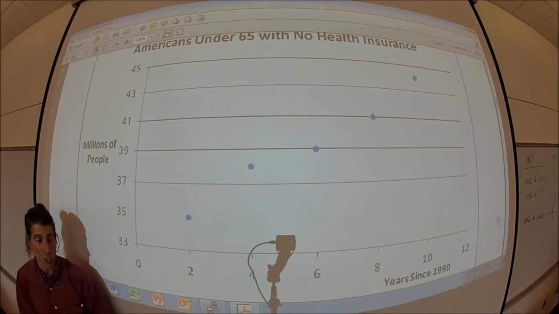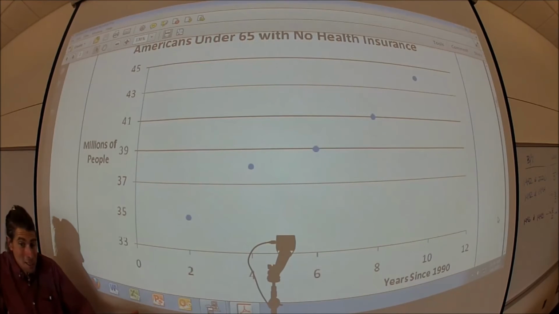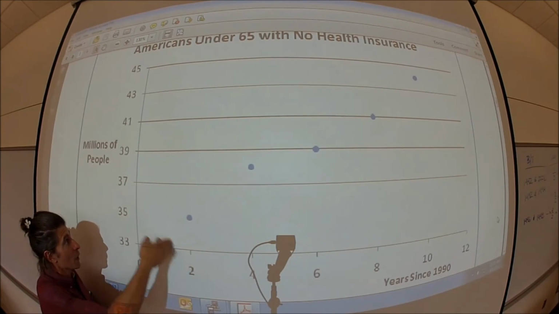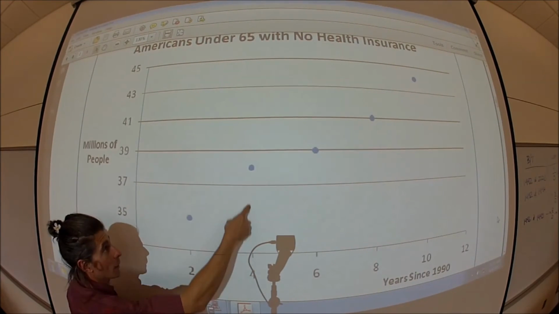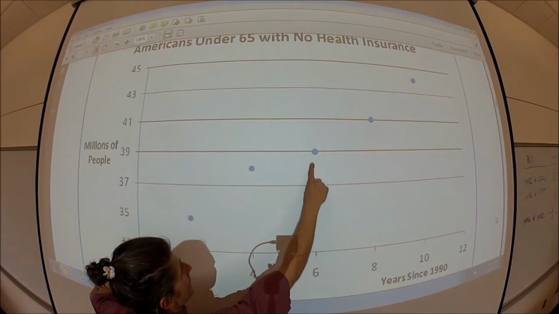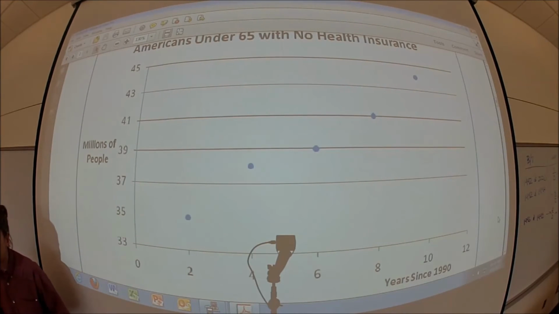How many people? 35 million people were uninsured. Exactly. So in 2 comma 35, damn it, Sean, that's what it says. You're right, it does. But it's got context though. In 1992, 35 million folks were uninsured under the age of 65 in the U.S. 1994, 38 million people were uninsured. 1996, 39 million people.